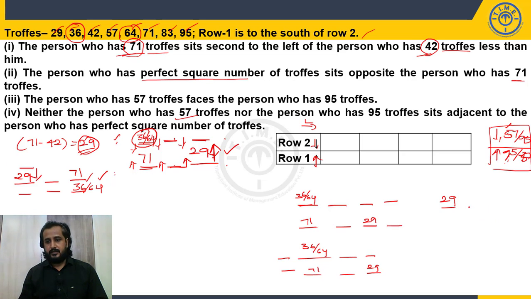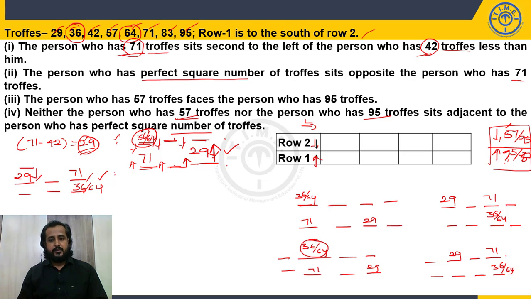29, 71, 36 or 64. One more case is 29, 1 gap, 71. Here 36 or 64, and the one more position will be here. Right. So these are the 4 possibilities that we have actually. Basically. Now 57 and 95 are facing each other, but here the clue is given: neither 57 nor 95 is adjacent to perfect square. So definitely this will be perfect square.